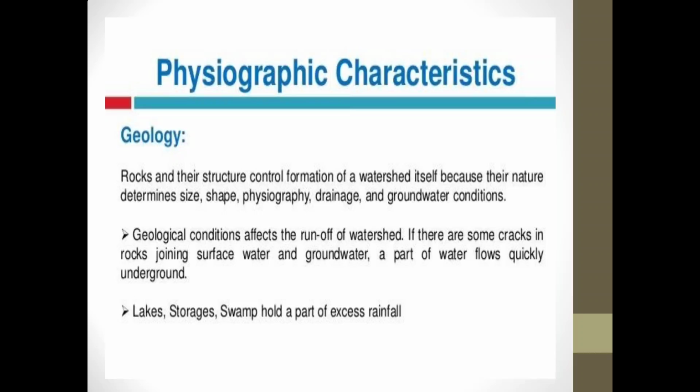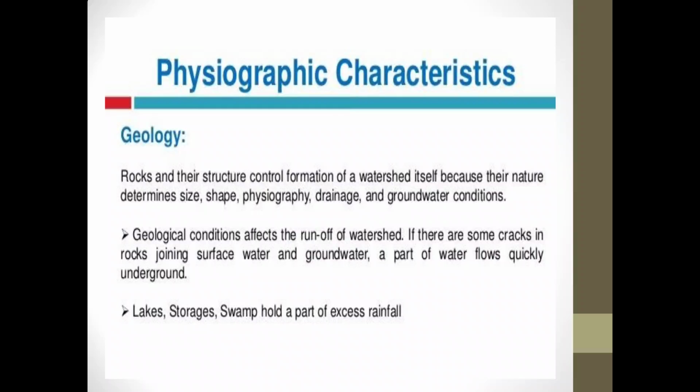So in geology, the rocks and their structure control the formation of the watershed itself, because their nature determines the size, shape, physiography, drainage as well as the groundwater conditions. So the type of rock and their structure control all the characters that determine the size of the watershed, the shape of the watershed, the physiography as well as the drainage and the groundwater condition of that watershed area. Then the geological condition affects the runoff of the watershed.